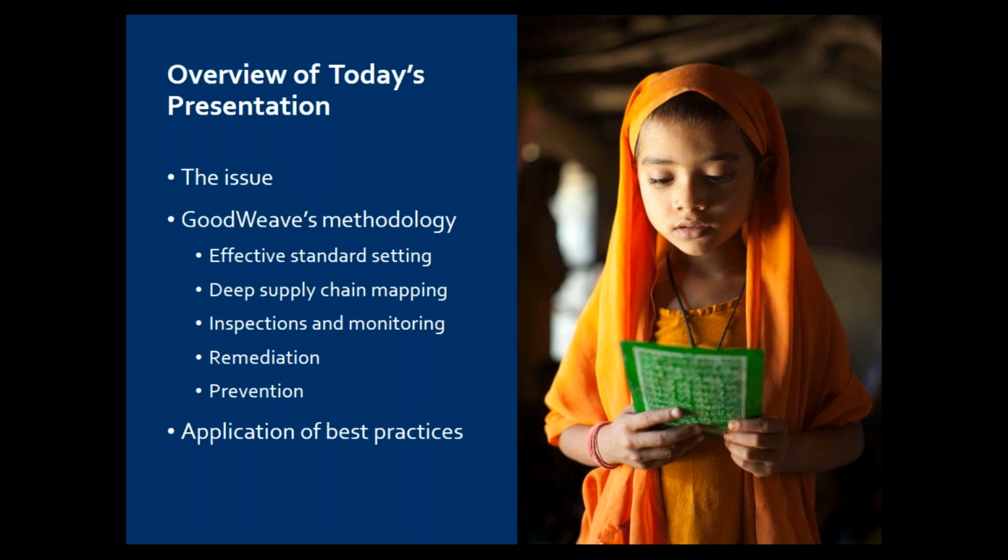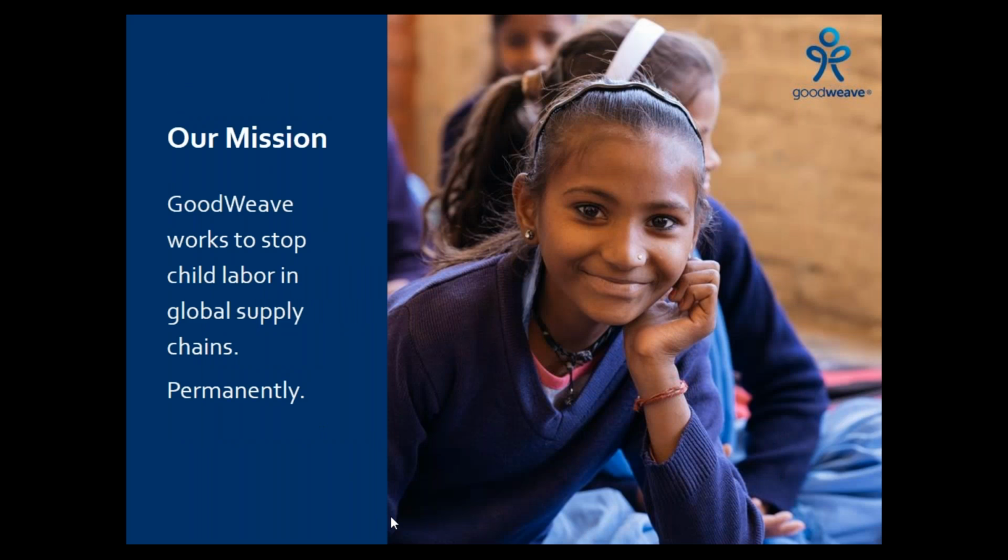We will also talk about remediation, and we're going to focus on the role that social programs have in preventing child labor, as we also focus on preventing and addressing root causes and not just addressing immediate risks. For those of you who are not familiar with GoodWeave International, as a quick background, our mission is to stop child labor in global supply chains permanently.